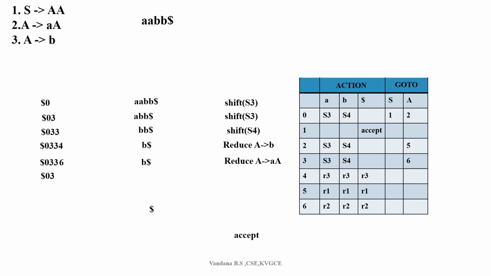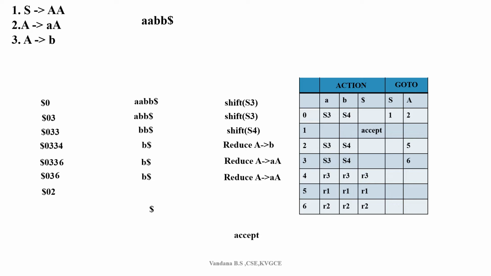Now what is the stack top? 3. Okay, what is the next move? 3 on capital A. What is 3 on capital A? It is 6. Just pop and push onto the stack, so no increment, the input stays as it is. Now look at 6 on B. 6 on B is again a reduce move. So we have to pop two symbols from the stack. What is the remaining thing after removing 3 and 6? What is left?